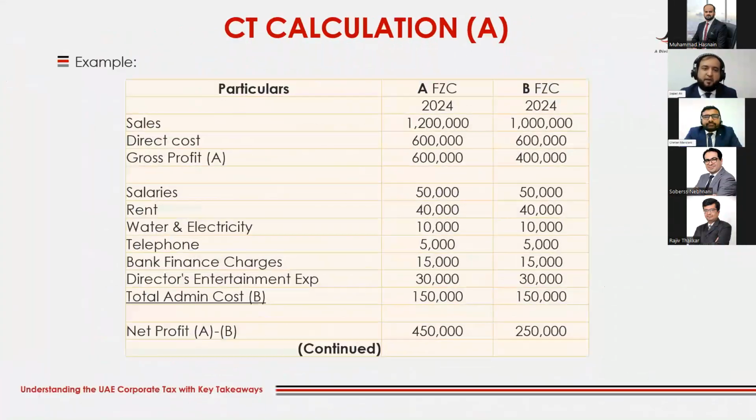So I will explain one example relating to the calculation of corporate tax. We have two companies, company A and B. Company A has sales of 1.2 million and B 1 million respectively. After deducting all the direct and indirect expenses, we come to a net profit of 450,000 for company A and 250,000 for company B.